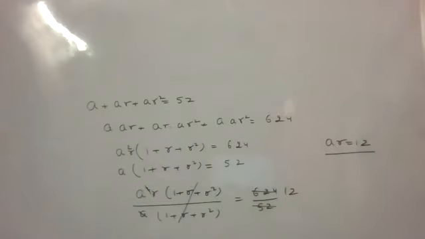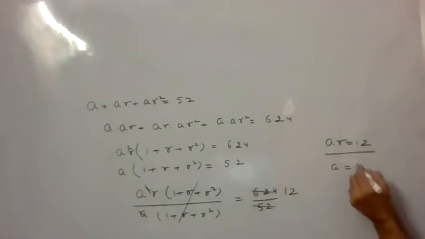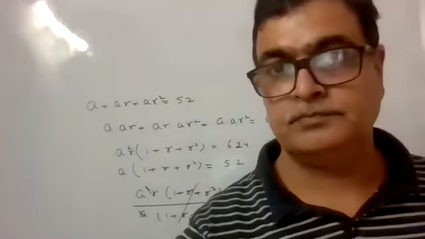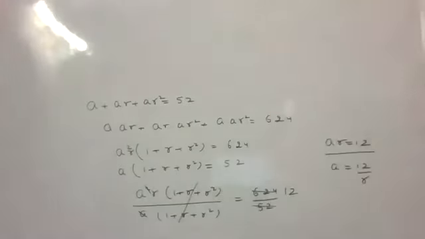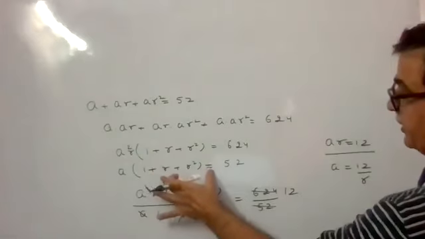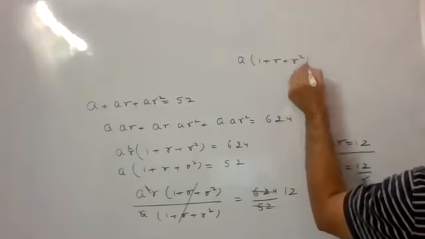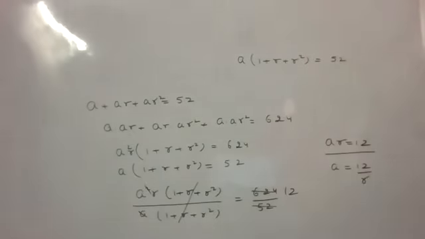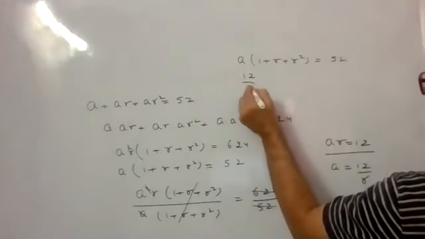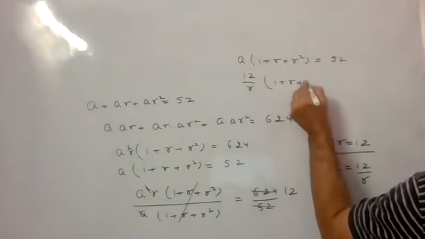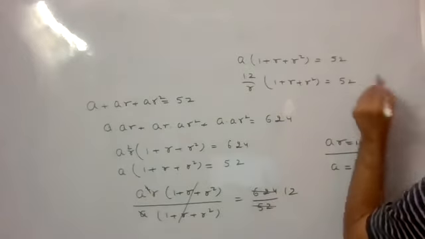This is one condition I got. If AR is known, then I can say A will be 12 by R. Nothing wrong in it. And this value I will place here. It's better we take this condition: A times (1 plus R plus R square) is 52. A will be 12 by R, so 12 by R times (1 plus R plus R square) is 52.